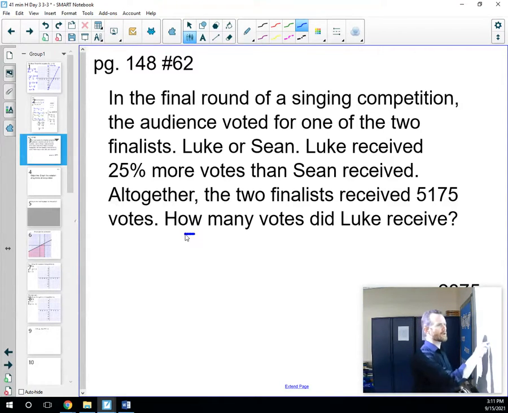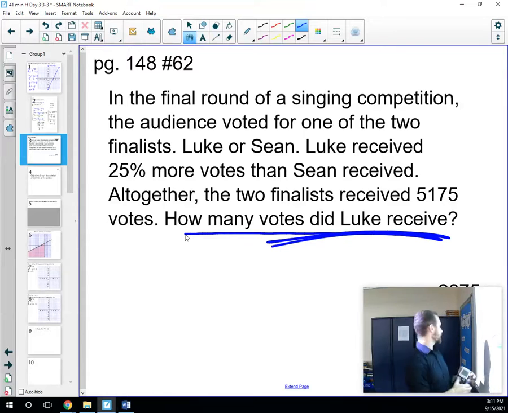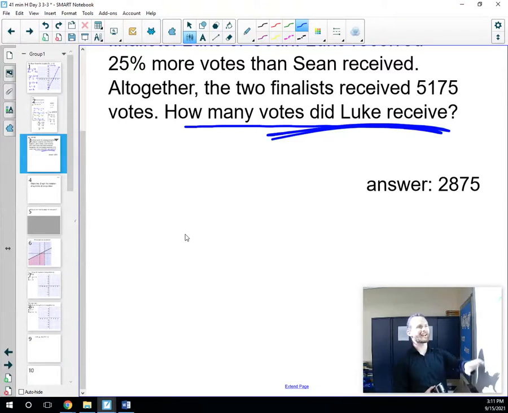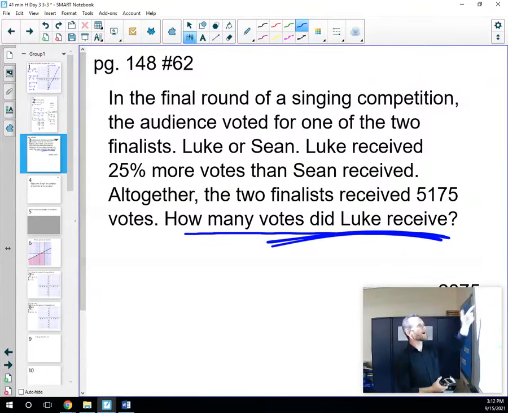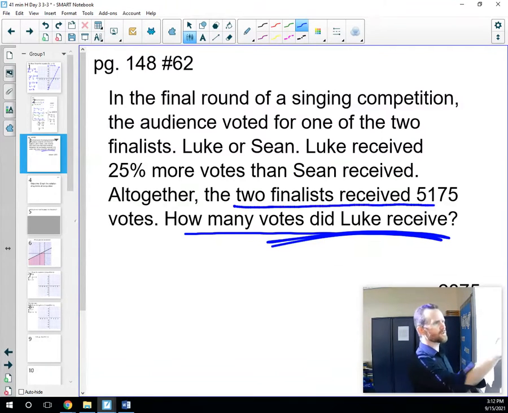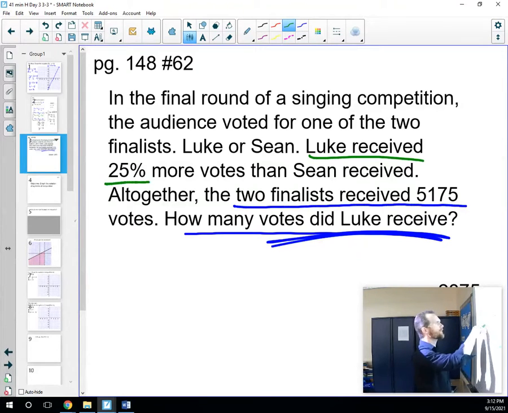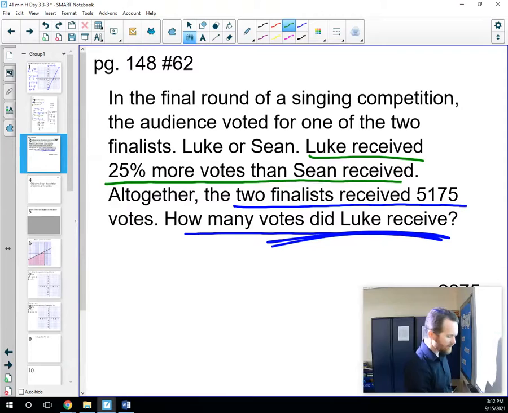So we're looking for how many votes Luke got. Oh, my face is over the answer. The answer I got, in case anyone just wants to check it, is 2,875. But let's go through how I got that. There's 2 big pieces of information here. They say that the 2 finalists received that many votes, and they also said that Luke received 25% more votes than Sean received.